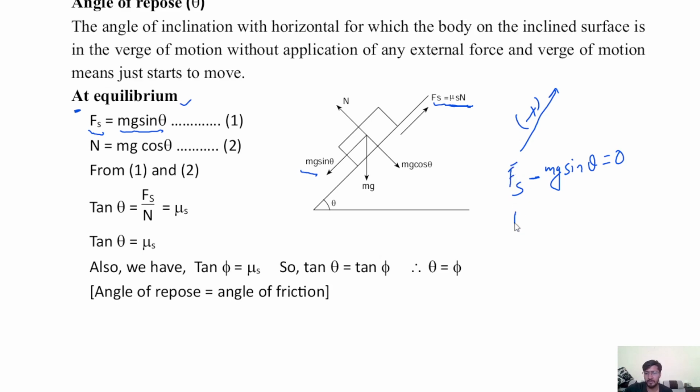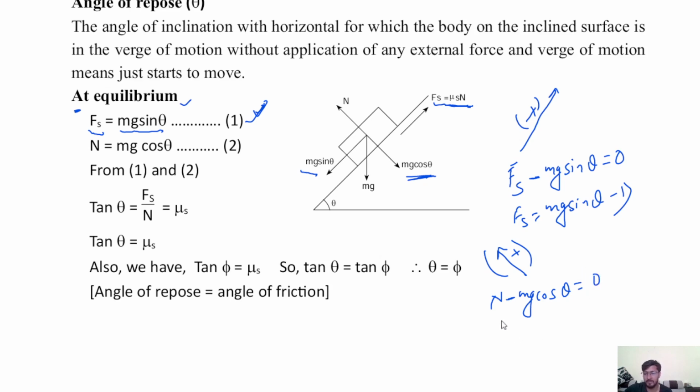So from these we can say Fs is equal to mg sin theta, that is equation 1. In another way, this direction is taken positive, so N is acting upward, that is positive N, and mg cos theta is acting downward, that means negative. N minus mg cos theta is equal to 0. That means there is no motion at all. So N is equal to mg cos theta, that is equation number 2.